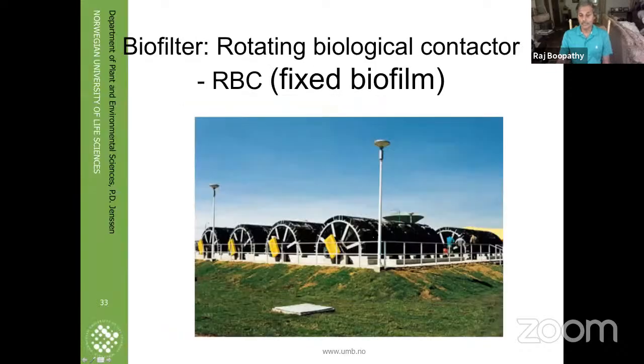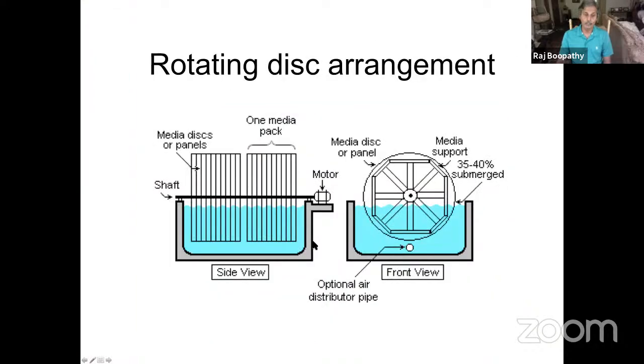Just to show you an actual picture of a biofilter rotating contact RBC, biological contact reactor. You can see the motor here, the whole disc rotates, and there's a biofilm growing on this biodisc. Just to show you how these paddles are there, the disc arrangements are there. You can see it's a whole pack. And then there's the shaft and there's a motor, and each one is attached to that, and then the whole drum rotates, very slowly.